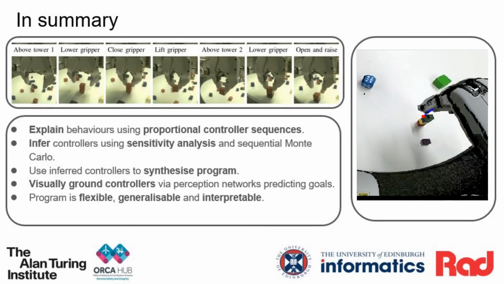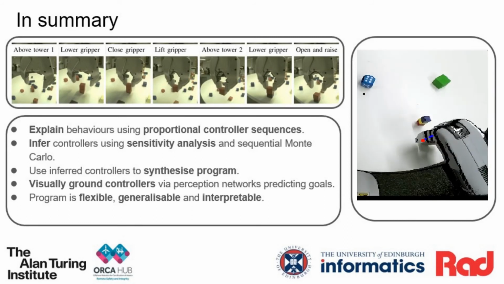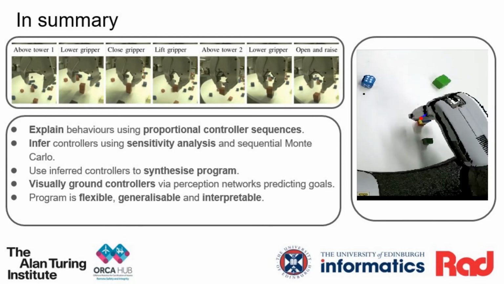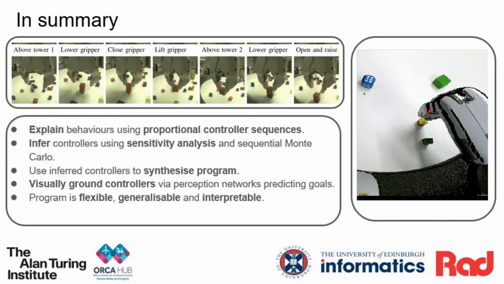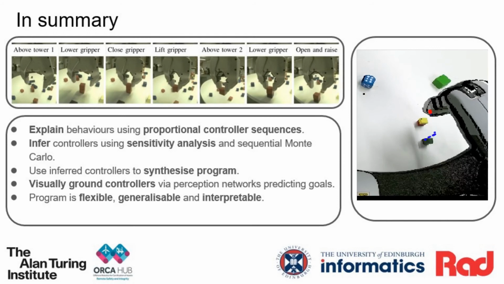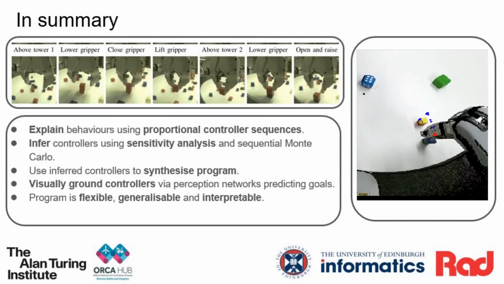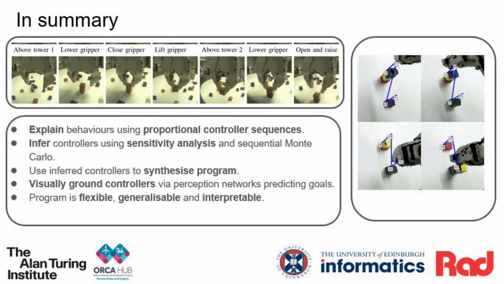So, to summarize, we explain behaviors using hybrid systems of proportional controller sequences. We infer these controller parameters using sensitivity analysis priors and sequential Monte Carlo. We use these controllers to synthesize a program and visually ground controllers via prediction networks predicting goals. This program is flexible, generalizable, and importantly, interpretable.